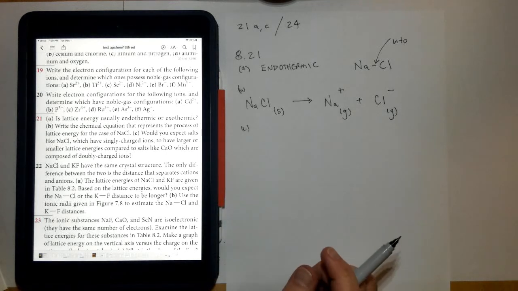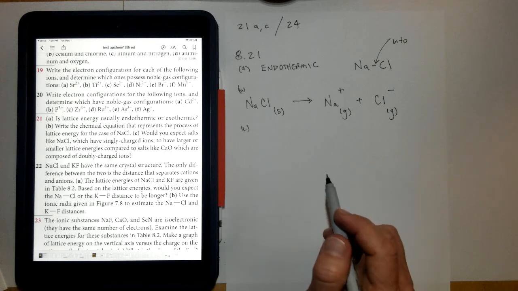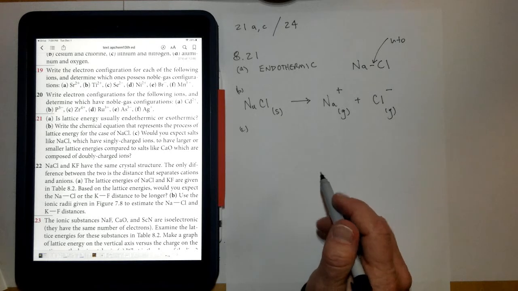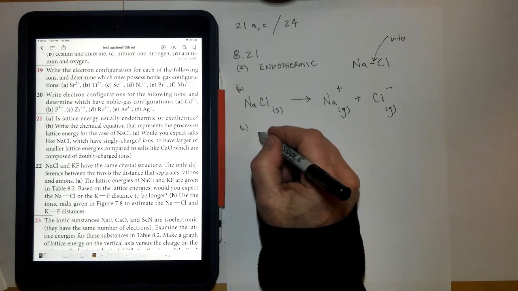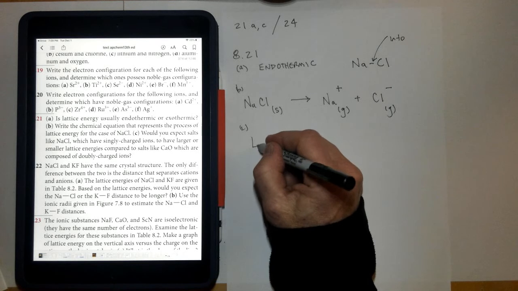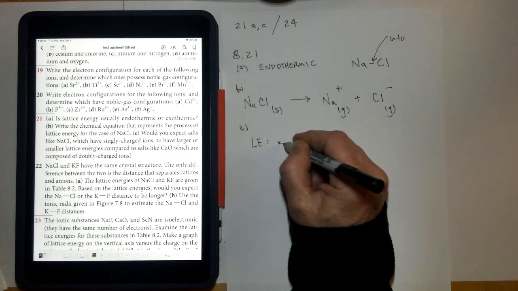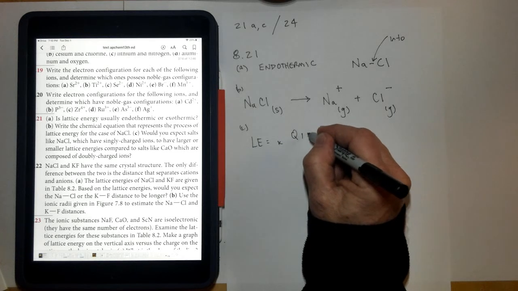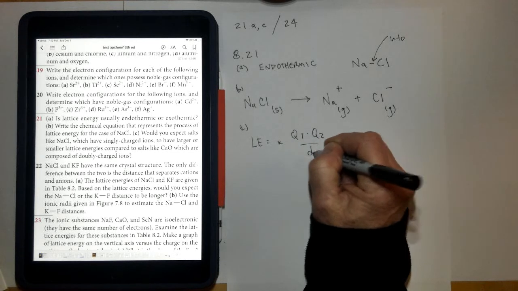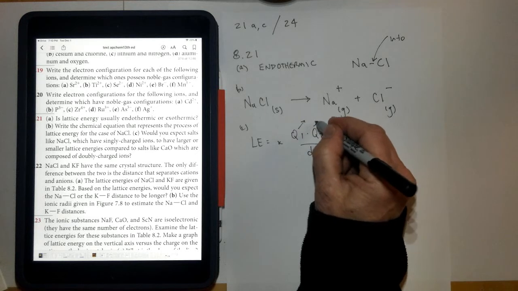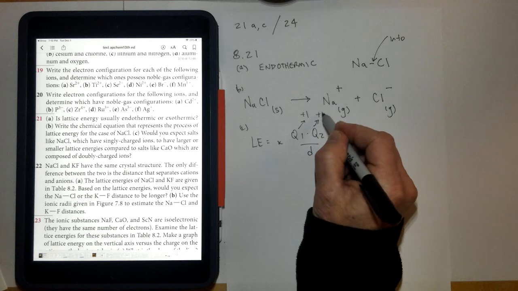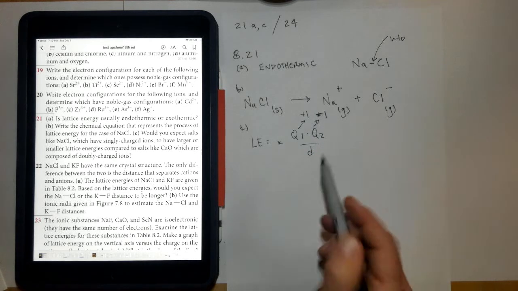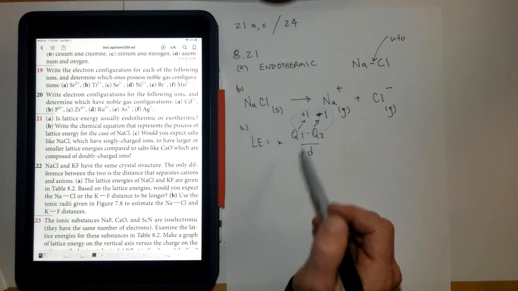And then letter C, would you expect salts like NaCl, which have singly charged ions, to have larger or smaller lattice energies compared to salts like CaO, which are composed of doubly charged ions? So remember, lattice energy is equal to some constant k, then Q1 times Q2 divided by d. And Q1 and Q2, these are the charges right here. And if you have positive 1 from sodium and negative 1 from chlorine, you would just have a total of 1 on the top right here.